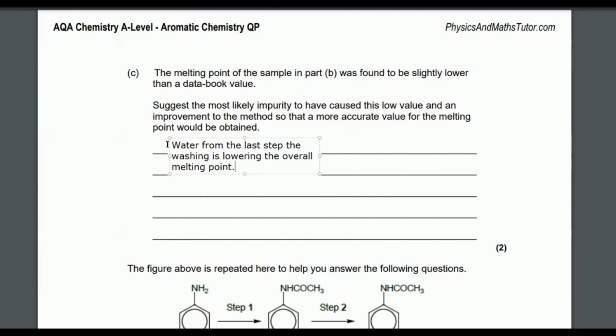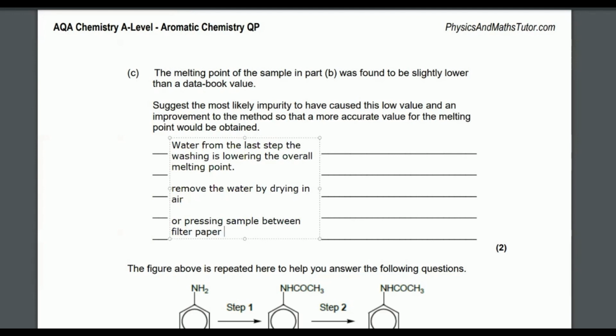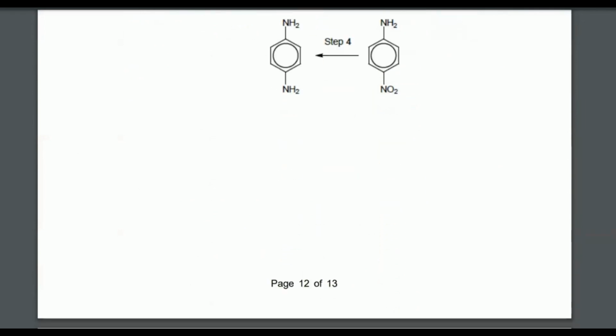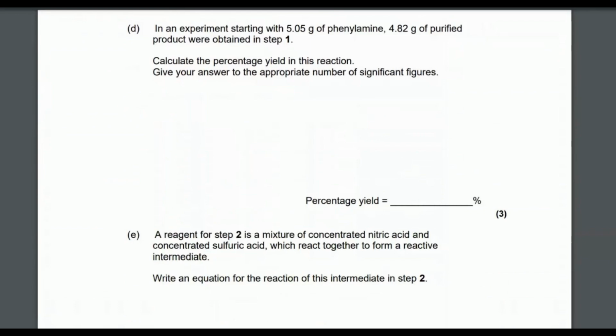Well, it's likely when we added that cold water to remove the soluble impurities in that last step, that water, which has obviously a melting point of 0 degrees, which is going to be less than our other substances, is likely to have lowered the overall melting point slightly. Removing that little bit of water will ensure a more accurate result closer to the data book value. And we can do that by air drying it or pressing it between some filter paper using our fingers.